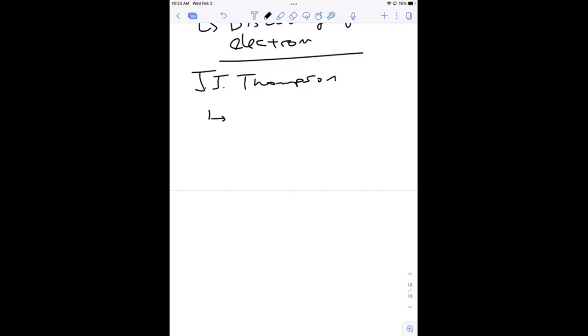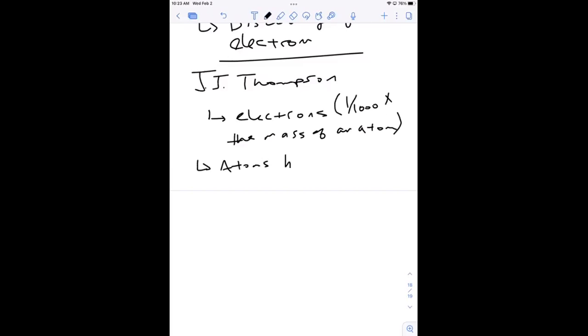So what he found was that electrons were about 1/1000th the mass of an atom. All right. What he also discovered was that atoms have smaller particles.